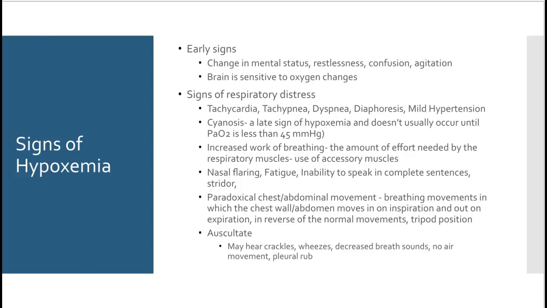And then, of course, when we're auscultating somebody with hypoxemia, we may hear anywhere from crackles, wheezes, decreased breath sounds, or even no air movement, or even a pleural rub. It's going to depend on what that underlying cause is as to what we will hear.